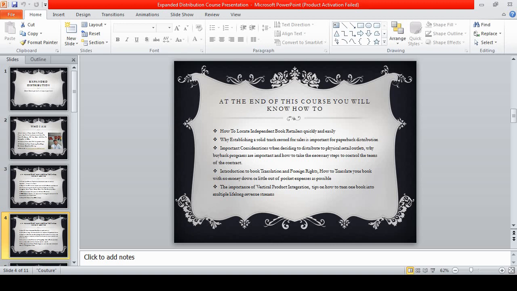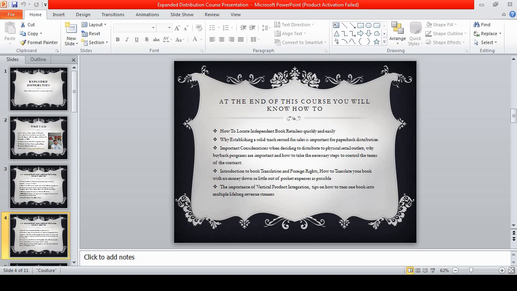And build a solid sales record, because you're going to need that if you want these retailers to start buying your book on consignment. Okay, they want the bottom line, and the bottom line is, am I going to make money off of your book? That's all they're really concerned about, unfortunately. So that's the real world, and you guys have got to live in it and accept that.